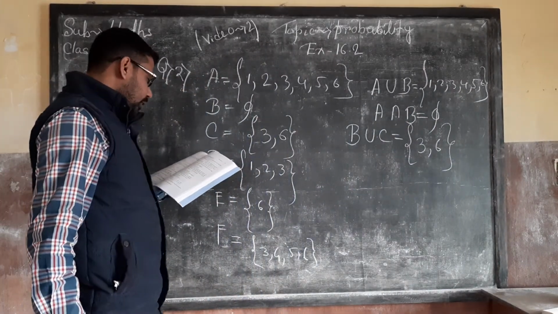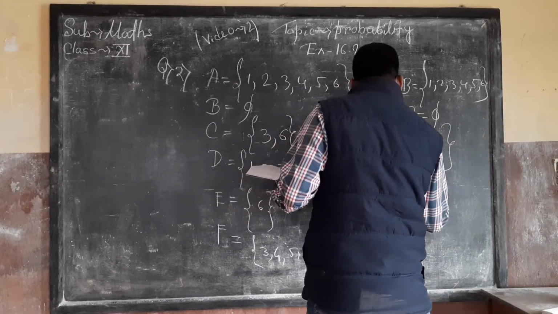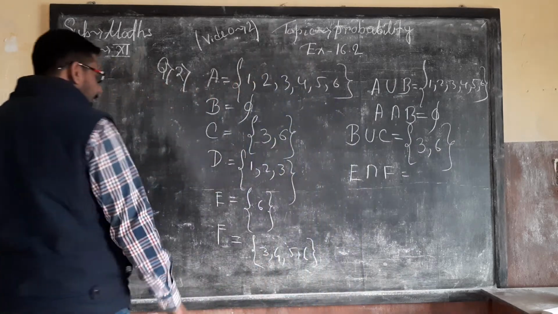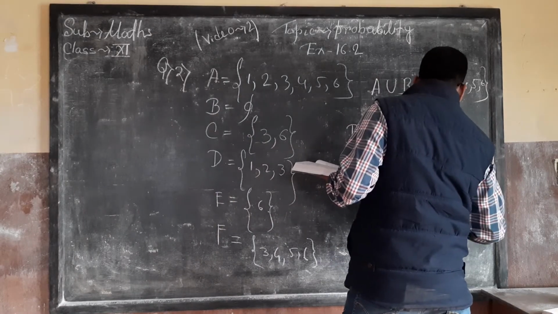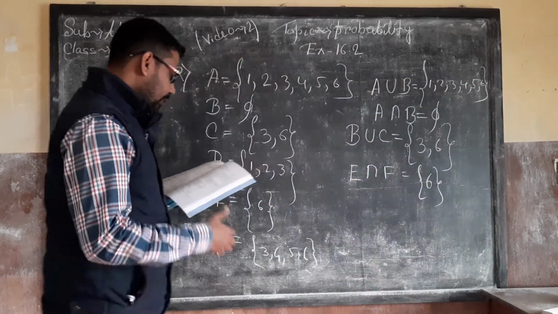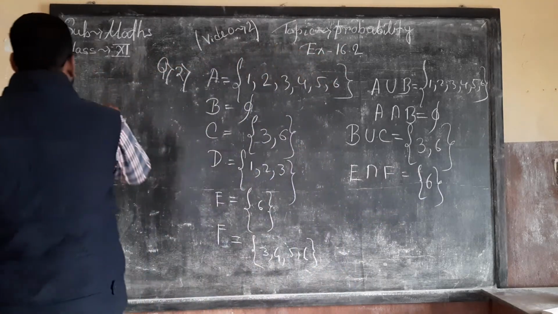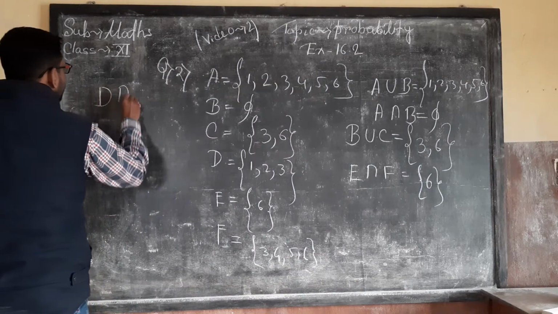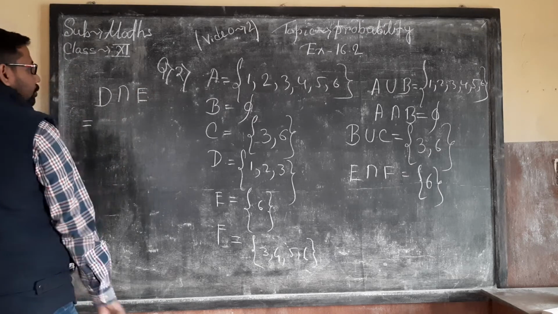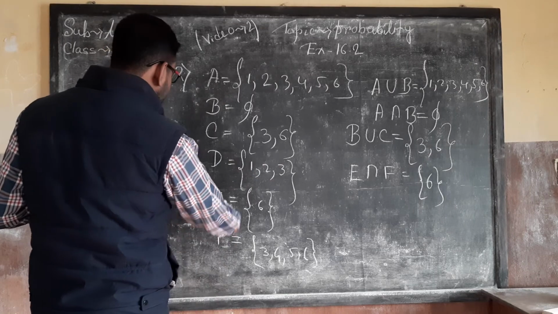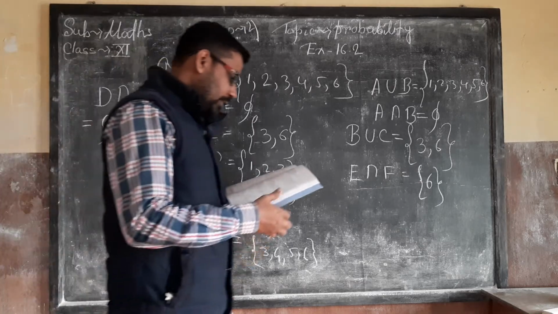Okay? E intersection F. E contains only 6 and F contains 3, 4, 5, 6. That means E intersection F produces only 6. Then D intersection E. What is the value for D? 1, 2, 3 and E is 6. That means this also produces the null value.